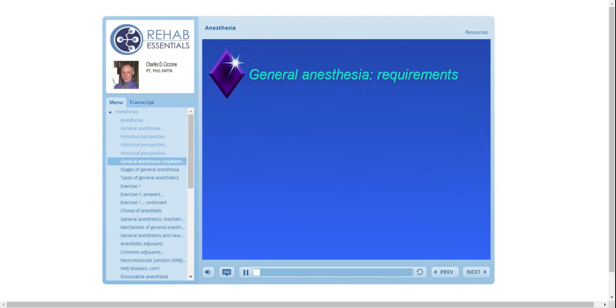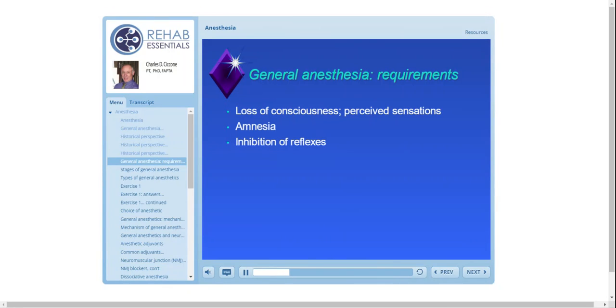So what do we want out of a general anesthesia? Requirements are loss of consciousness, or again, at least perceived sensations. Amnesia. Patients should not remember what happened during the surgery. Inhibition of reflexes. And we're not just talking about deep tendon reflexes. We want to inhibit the cardiovascular reflexes that might alter blood pressure during a surgical procedure. So all reflex activity should be blunted. Muscles should be relaxed. We don't want the patient to suddenly have a muscle contraction in the middle of a delicate surgery. And we'll see later that we often use other drugs to help achieve this, the so-called muscle paralytics.